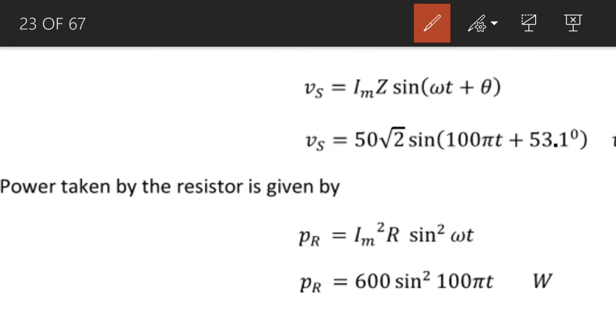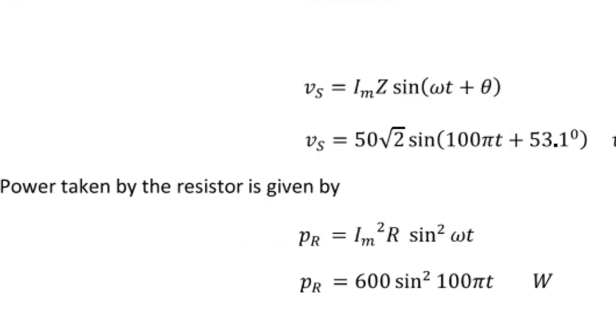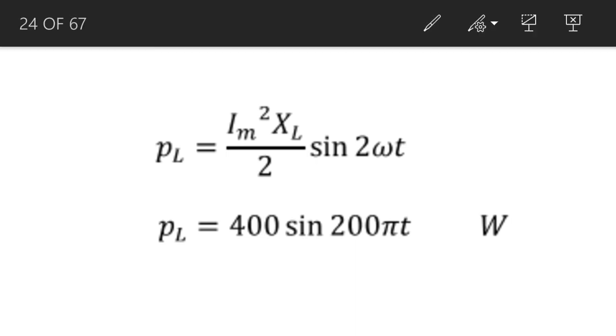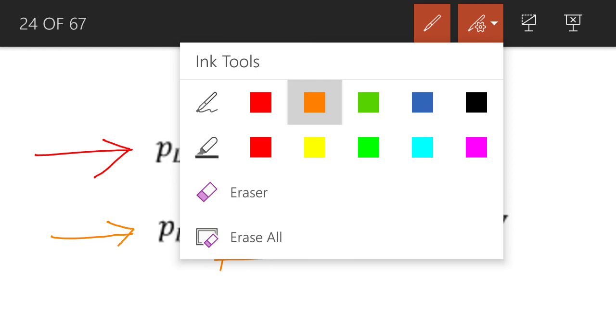In order to calculate the instantaneous power taken by the resistor, we use this particular equation. We put the values on the right hand side, so we get the power taken by the resistor. Similarly, the power taken by the inductor can be calculated with the help of this particular equation. We put the values on the right hand side and we get the power taken by the inductor in this particular case. We will do a few more numerical examples later on.